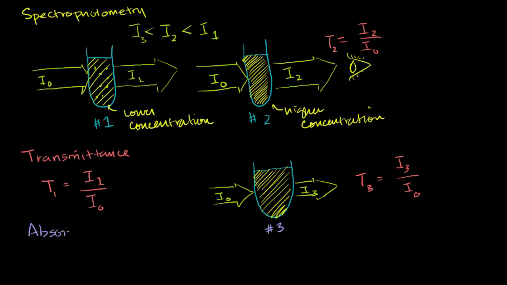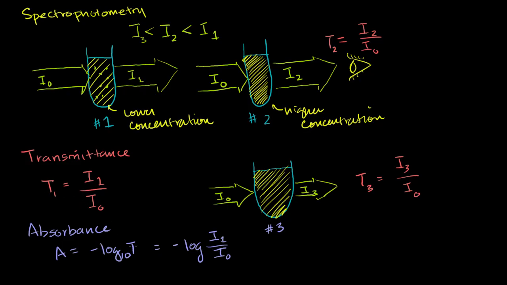So absorbance right here is defined as the negative log of transmittance, and this logarithm is base 10. Or you could view that, since transmittance we've already defined, as the negative log of the light that is transmitted over the light that is input. But the easiest way is the negative log of the transmittance.